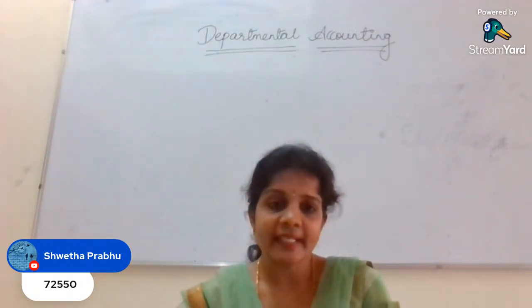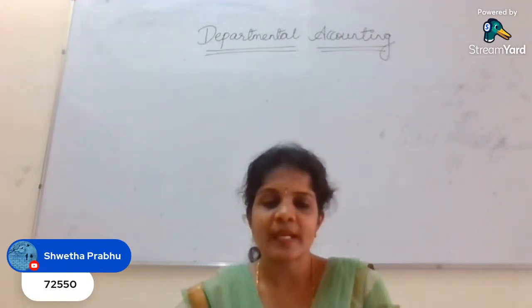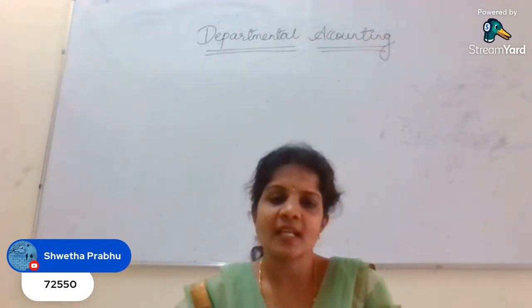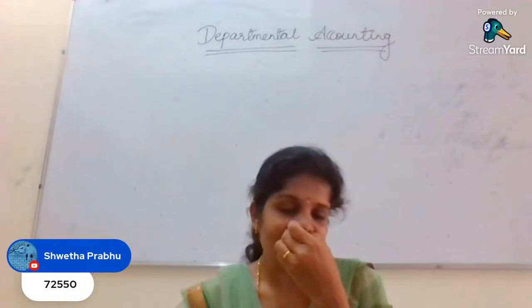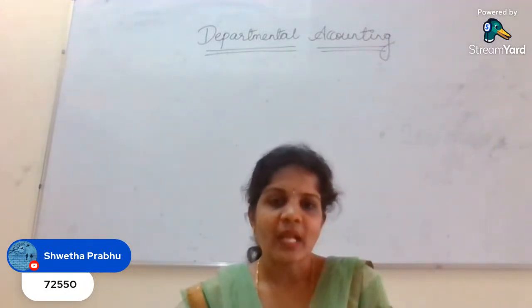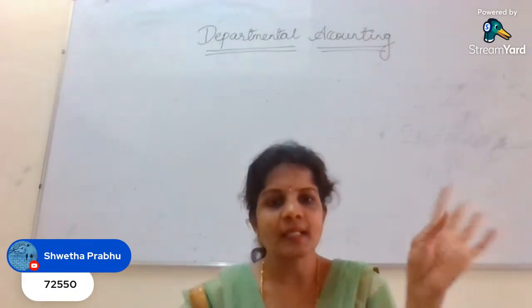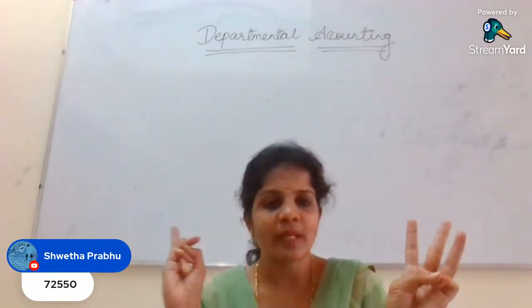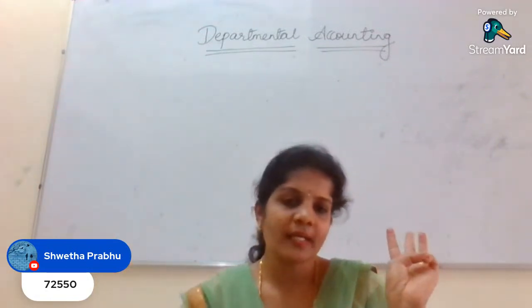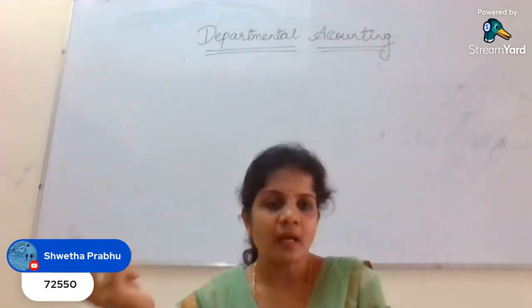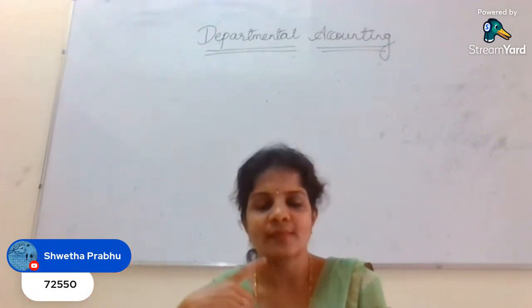Some of the indirect expenditures can be allocated and some of the indirect expenditures which cannot be allocated will be apportioned. Allocated means, as I said, salary of a staff. How to apportion the salary of the staff? Suppose in department A there are 3 employees working and in department B there are 2 employees working. So the salary of 3 employees can be allocated to department A and salary of 2 employees can be allocated to department B. Means based on the number of employees we can allocate.